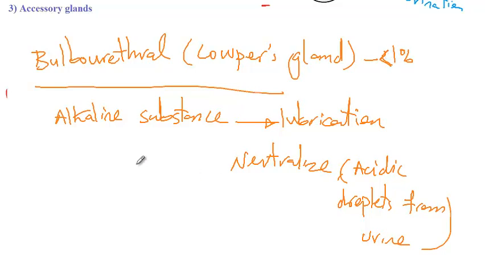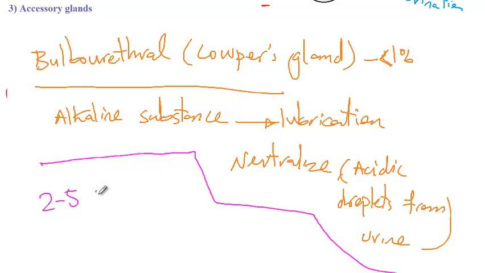semen. So in summary, a typical ejaculation releases about 2 to 5 ml of semen, which is from the addition of all the secretions from all these secretory glands, or accessory glands, that we just discussed.